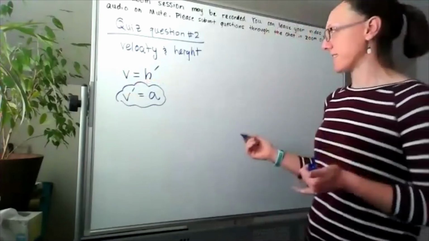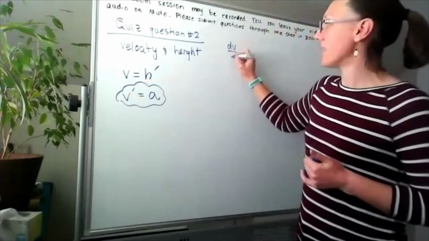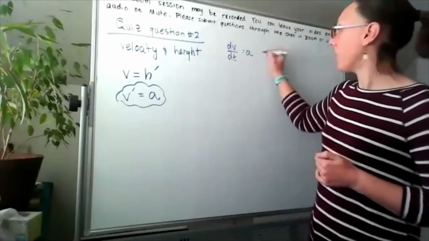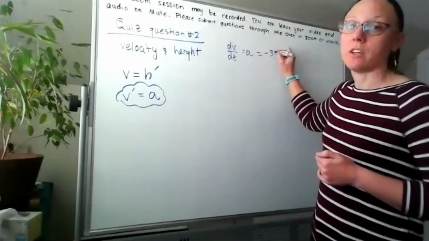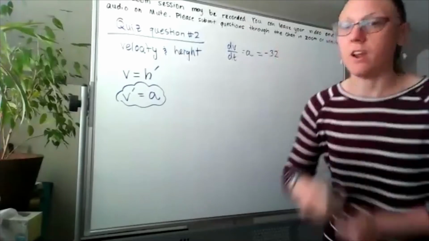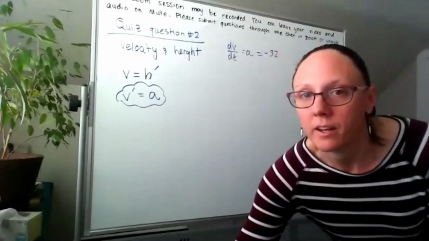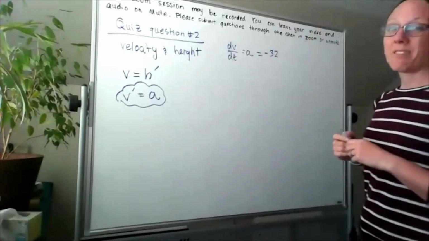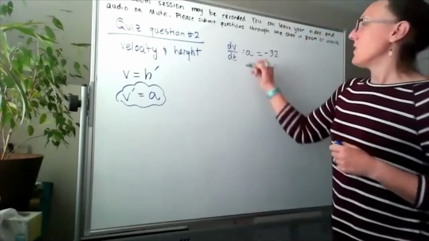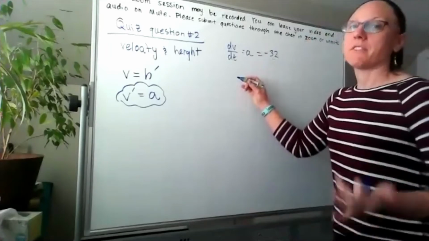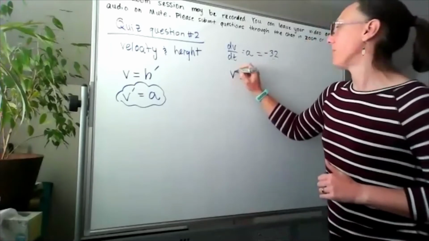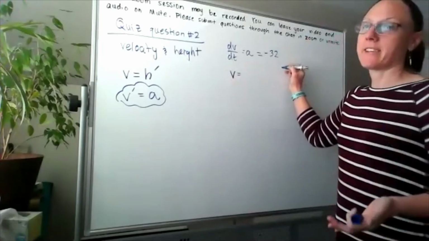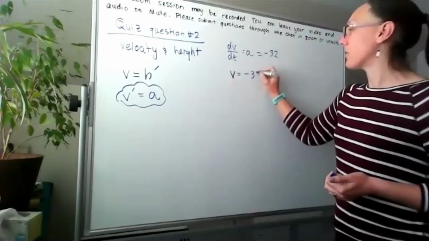So when I looked at this, I said, okay, I know that dv dt is supposed to be the acceleration, and we've been given that that's negative 32. So now I need to find the antiderivative to get back to the velocity. Since negative 32 is a constant, when I find the antiderivative, that would just be negative 32.